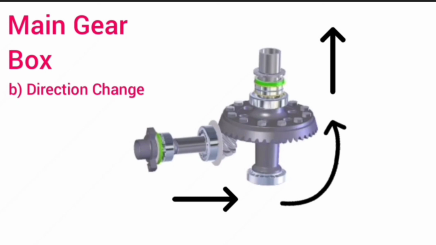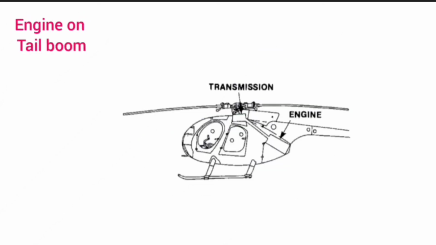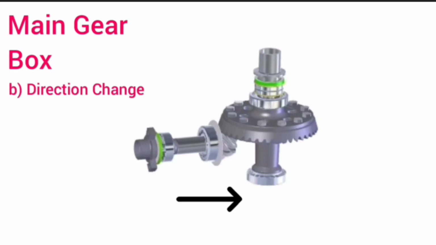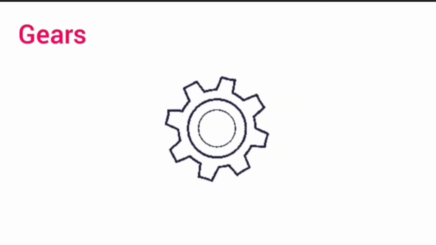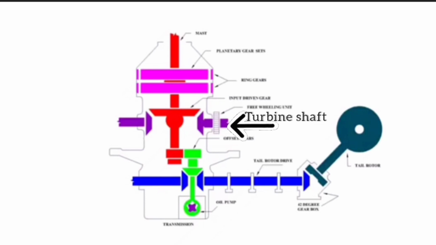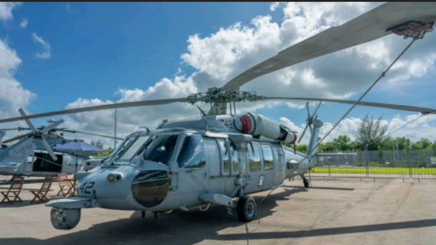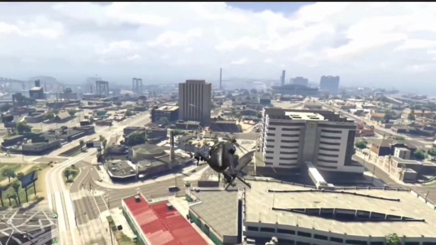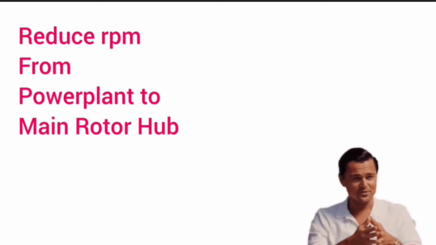It means, in the case of helicopters, main rotor blades are placed above the fuselage section and the engine is placed below it. So, to transfer the power, a directional change is required where a series of gears is used. The working is similar to a turbojet engine, but the turbine shaft is connected to the main rotor hub. Since the main rotor of the helicopter contains blades, they undergo stalling at higher speeds.